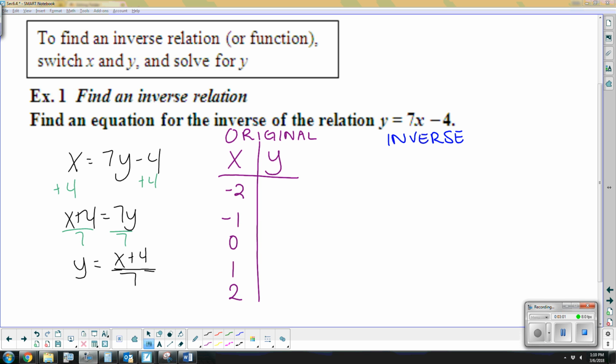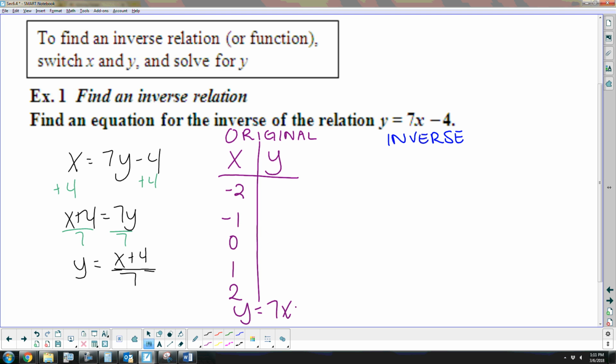So when we're thinking about the inverse relation compared to the original relation, we can set up a table like you would when you're getting ready to graph something. So our x is our independent variable in our original equation, and y is our dependent variable. So if we have these x values, -2, -1, 0, 1, and 2, and we use this relation, y equals 7x minus 4, and we substitute those x values in.